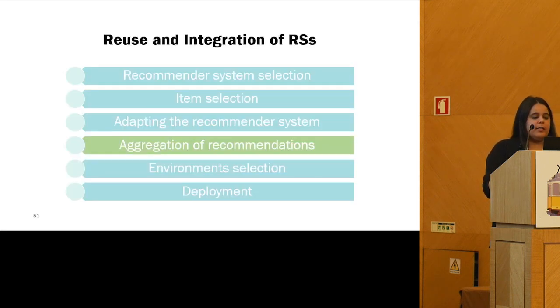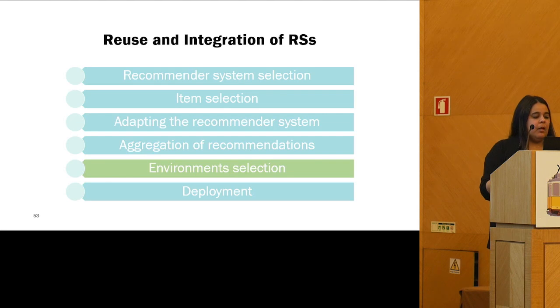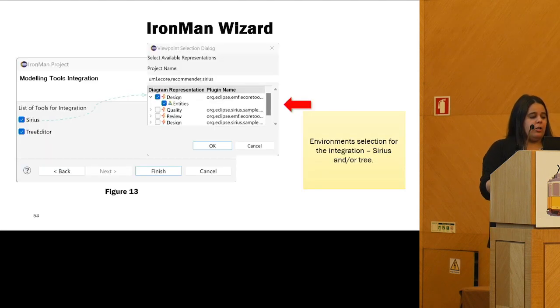The fourth one is aggregation of recommendations. Here you just choose which algorithm you want to use for this aggregation. Then there is environment selection. Here you have to choose from the available environments which one you want to use to deploy this.